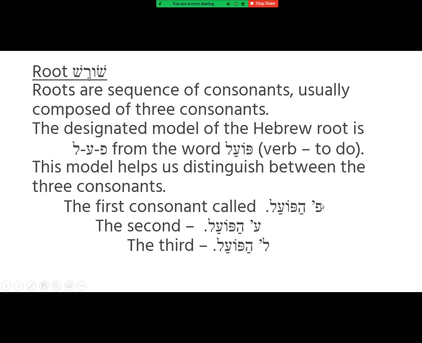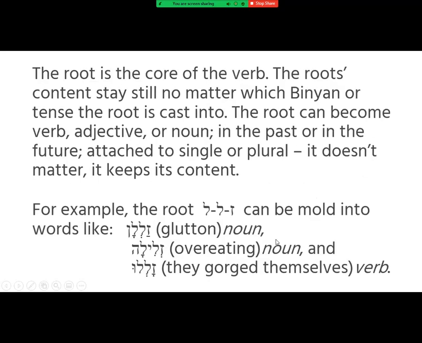And instead of saying, here's the first consonant, the second consonant, the third consonant, instead of calling it Aleph, Beit, and Gimel, someone had the idea to call it Pei, because that's the first letter here, Ayin, because it's the second letter there, and Lamed, the third letter there. Now, I don't agree with that, but that's okay. I didn't make the language up, but that's what those are. So if you ever see this, that's referring to the first letter, the second letter, or the third letter of the root. And the root is the core of the verb, and the root stays constant no matter what binyan it is, and whether it's singular or plural, it doesn't matter. It keeps the content.